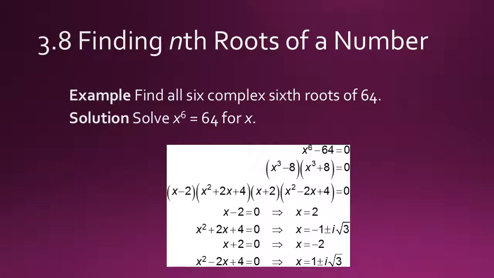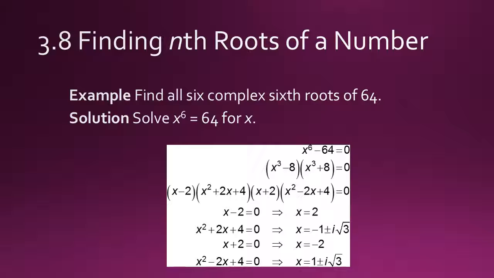Now we're going to do the same thing to x cubed plus 8. And notice that the numbers and the terms are all the same here. It's just the signs are a little different, because when you have a sum of two cubes, the signs go plus, minus, plus. So it's x plus 2, x squared minus 2x plus 4.